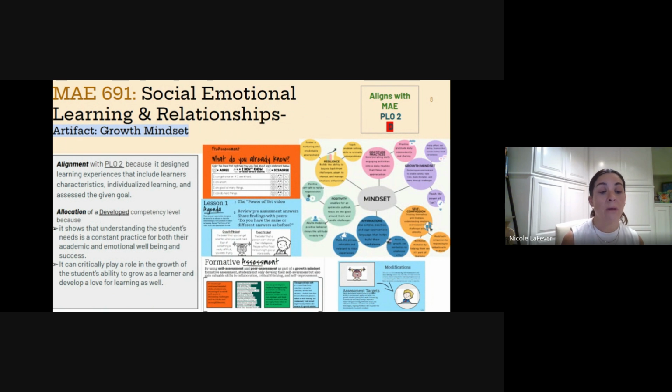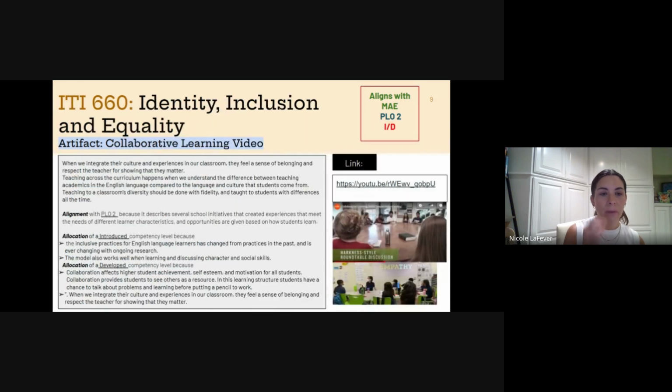I allocated this as develop because, yes, it shows the understanding that students need the constant practice of both their academic and emotional well-being from an introductory level, but also that with this lesson in my classroom, I would make sure that they're always reflecting on this SEL strategy that they've learned and applying it throughout the school year. So their emotional well-being, they're developing throughout the whole school year. I know research shows it can critically play a role in the growth of the student's ability to grow as a learner and develop that love for learning, which is, of course, our end goal.